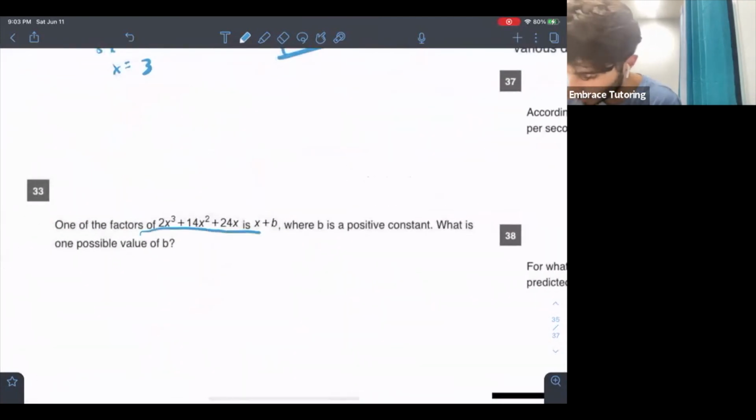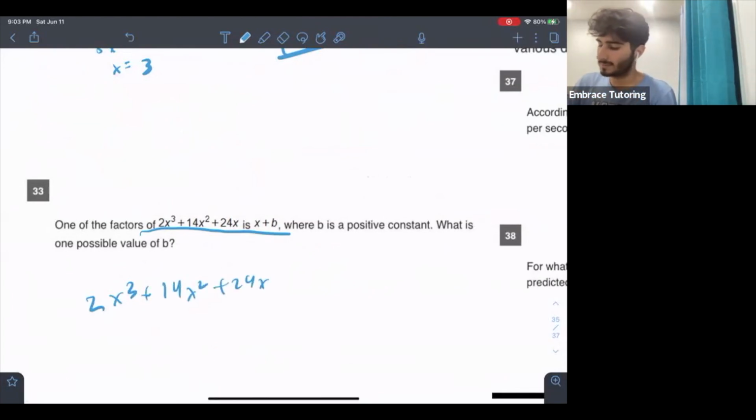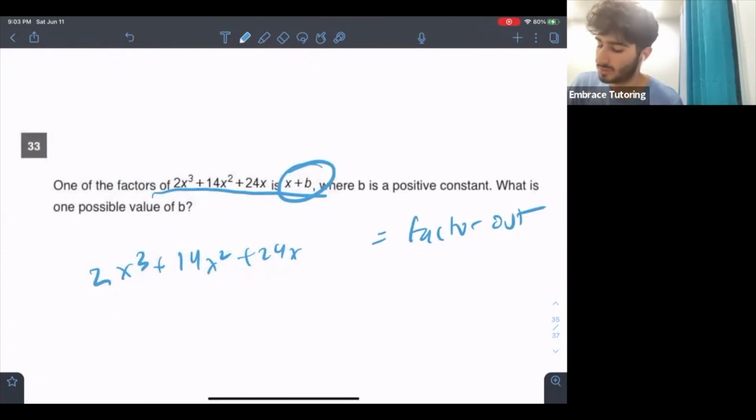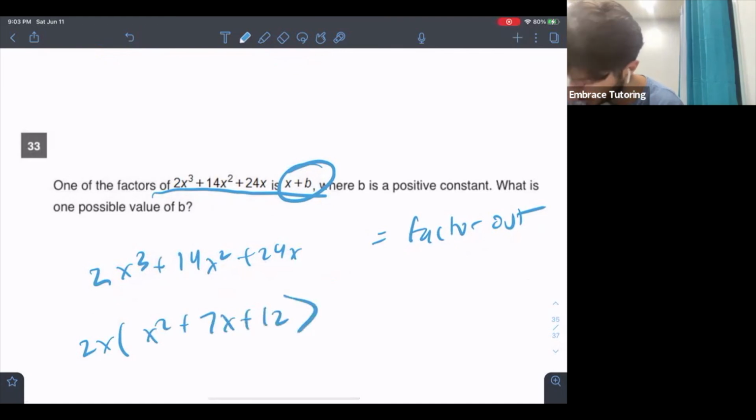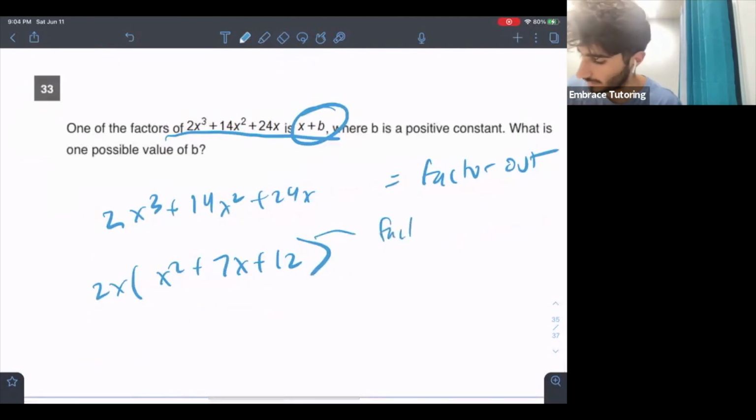33. One of the factors of 2x cubed plus 14x squared plus 24x is x plus b, where b is a positive constant. What is one possible value of b? So what you could do here is factor out, because once you factor out, you can get the factors and have it in this form. Take out the x's and the 2, so you get 2x out. Now you're left with x squared plus 7x plus 12. You don't set it equal to 0 because you're not solving. And then you could factor normally.